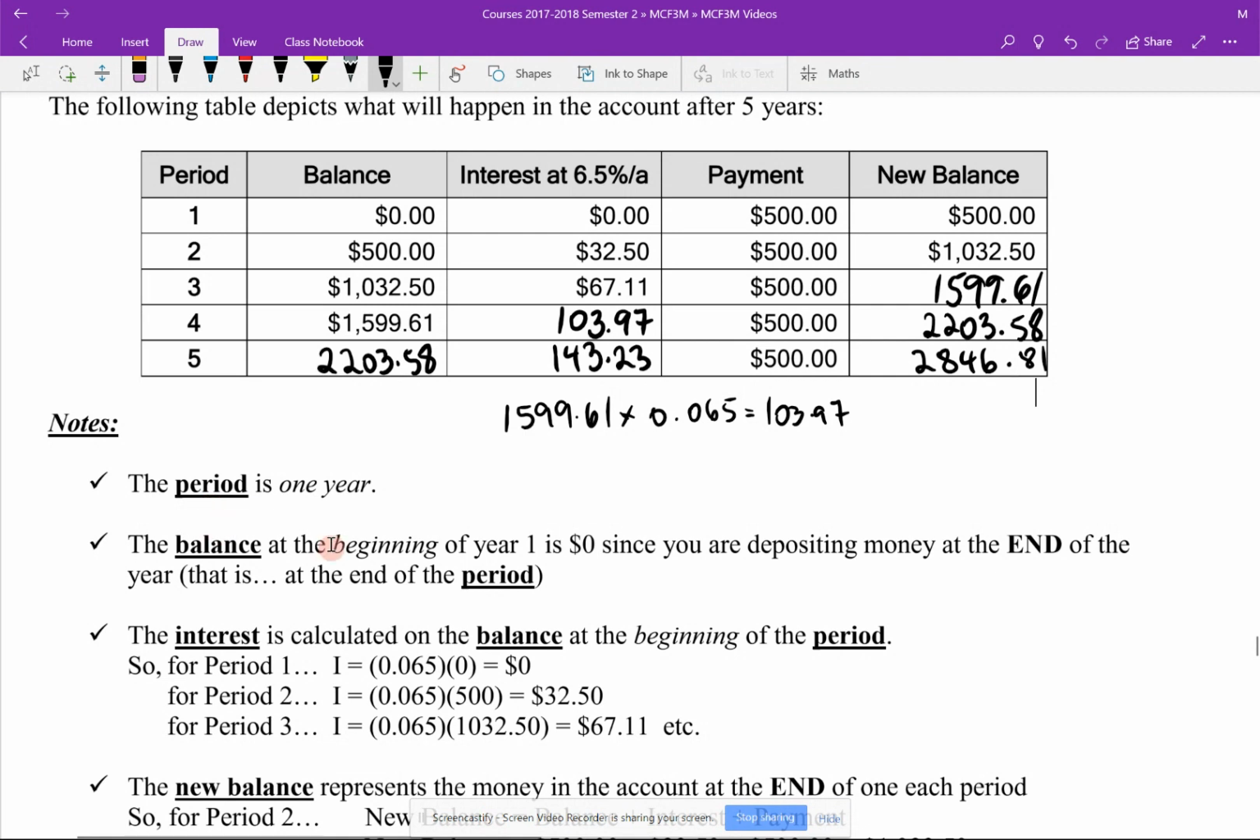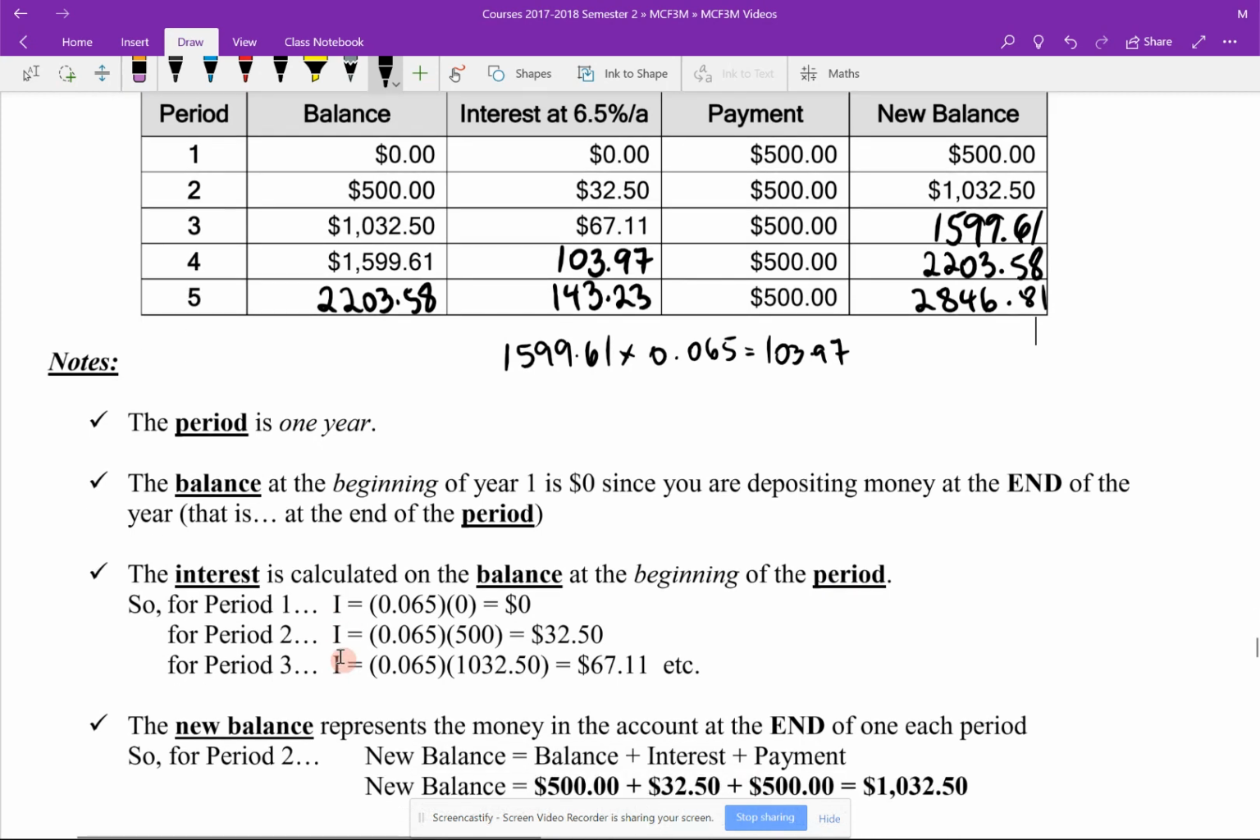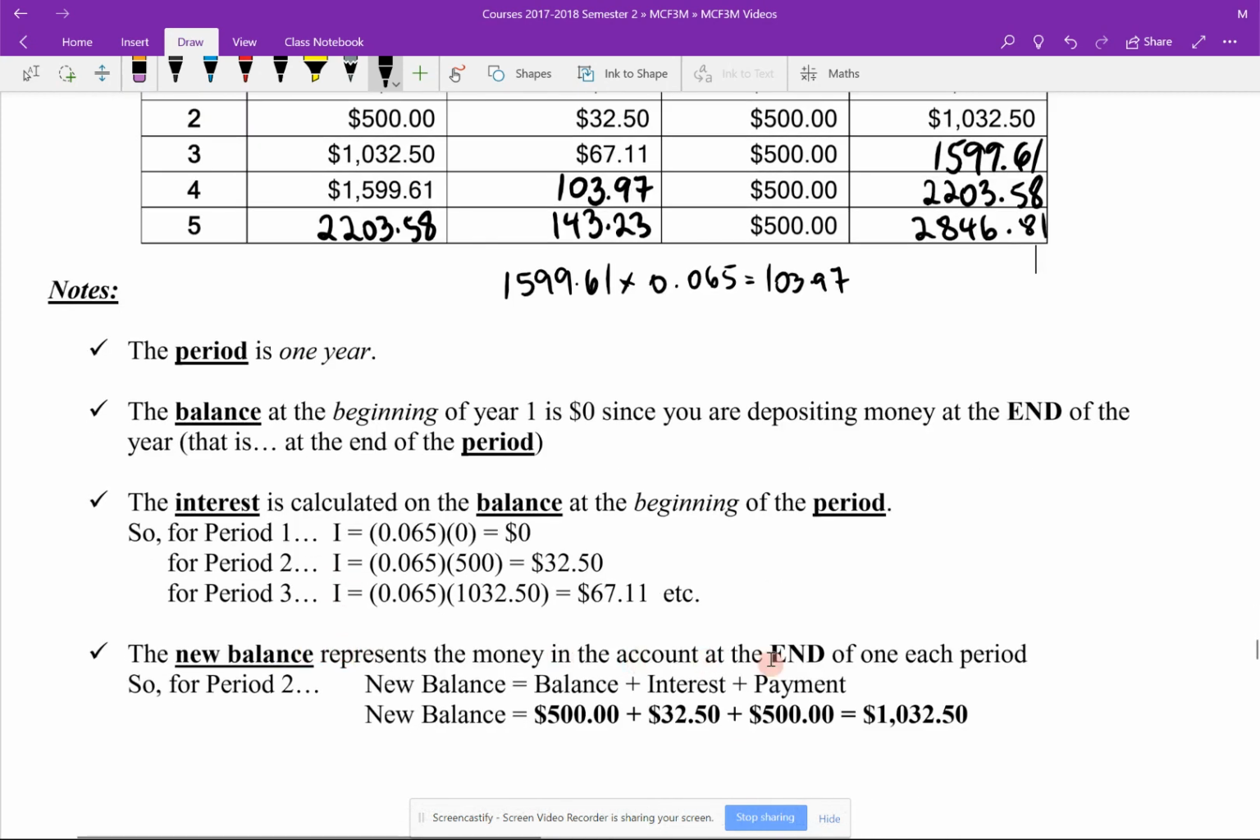Okay, so some notes: the period is 1 year. The balance at the beginning of the year is 0, since you are depositing money at the end of the year, or at the end of the period, or at the end of the interval. The interest is calculated on the balance at the beginning of the period, and the new balance represents the entire sum of the old balance plus the interest plus your payment.